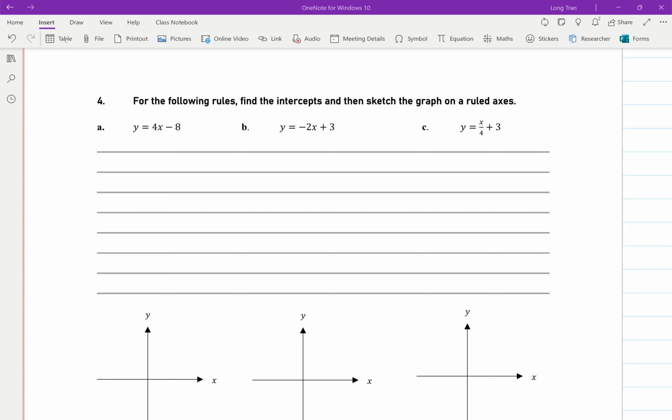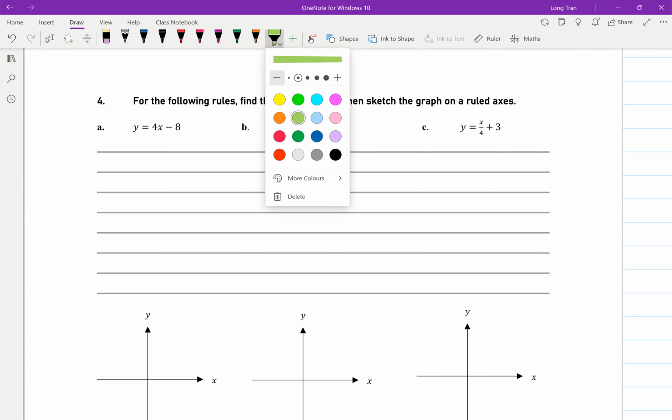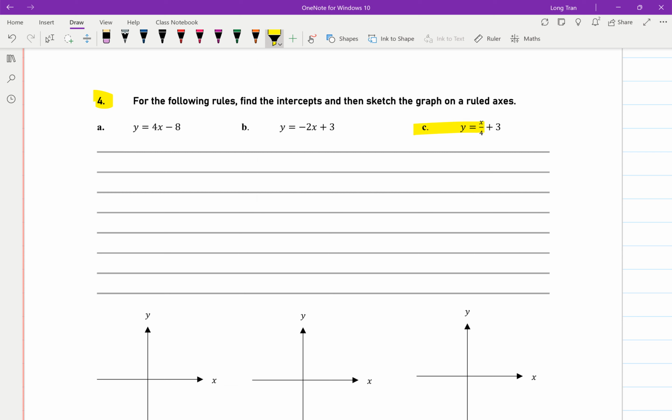Hey Logan, so your question was to do with exercise, not exercise, but question 4c. So let's have a look. This is for question 4 and 4c. So what did I do?